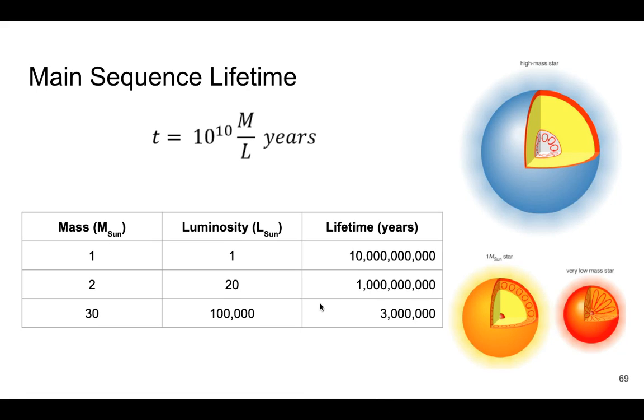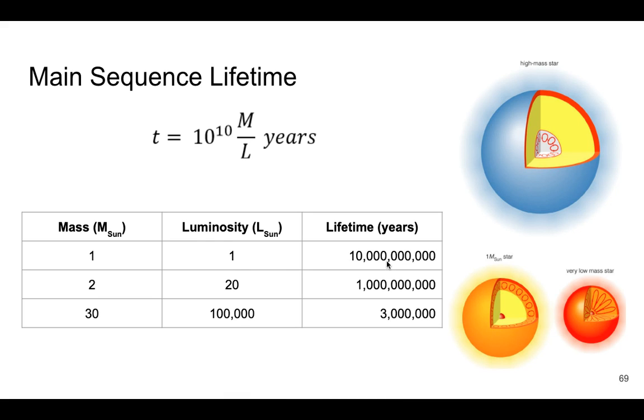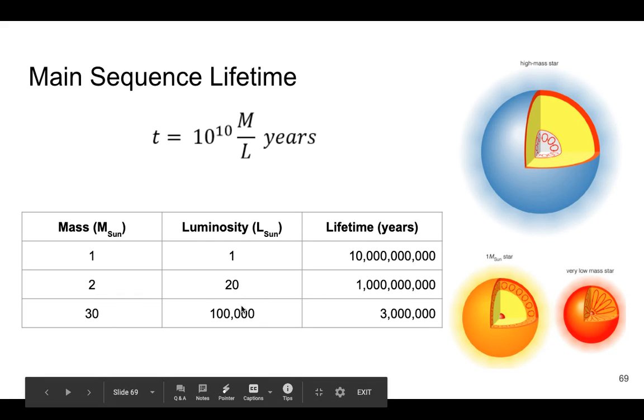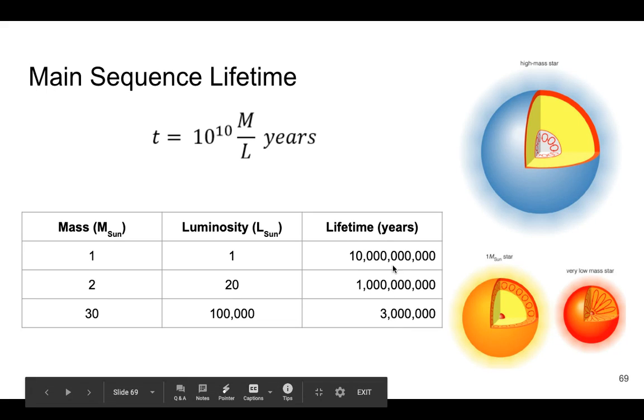So in this little table, mass of the sun 1, luminosity of the sun 1, and that star will live about 10 billion years. 2 solar masses, 20 solar luminosities, well, that star is only going to live for 1 billion years. 30 solar masses, 100,000 solar luminosities, and that one's only going to live 3 million years, which sounds like a long time, but it's nothing compared to the other guys.